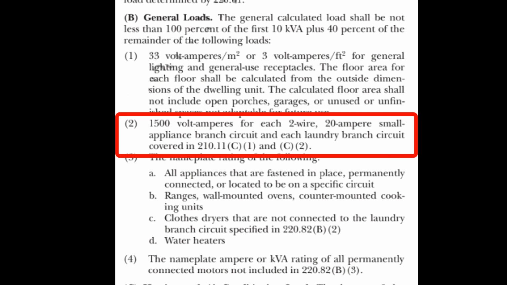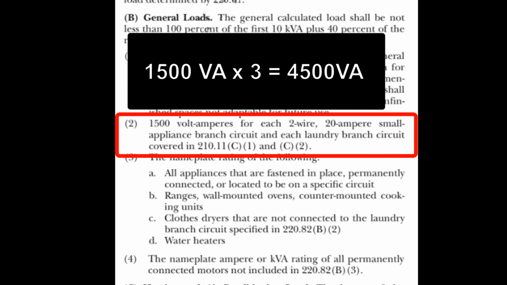2. 1500 volt amperes for each 2-wire 20 ampere small appliance branch circuit and each laundry branch circuit covered in 210.11(C)(1) and (C)(2). You can make it your homework to read 210.11(C)(1) and (C)(2). They refer to the branch circuit requirements for kitchens, dining rooms, and a washing machine circuit. Minimum code requires two 20-amp receptacle circuits in a kitchen. They're mostly around the countertops, but these circuits can also provide receptacles in a dining room. And a 20-amp receptacle circuit is required for a washing machine. Each of these three required circuits are added at 1500 volt amps for calculating general loads.